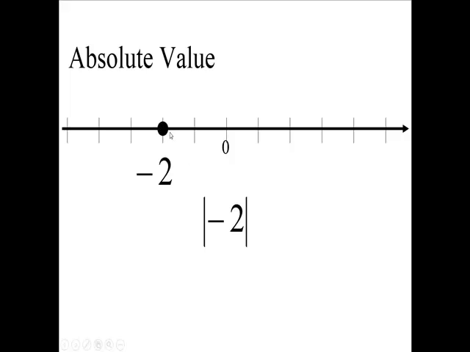You say, but you went 2 miles west. We don't care which way you went. What's the odometer going to say? 2 miles. Okay? So the absolute value is always going to be a plus, isn't it?